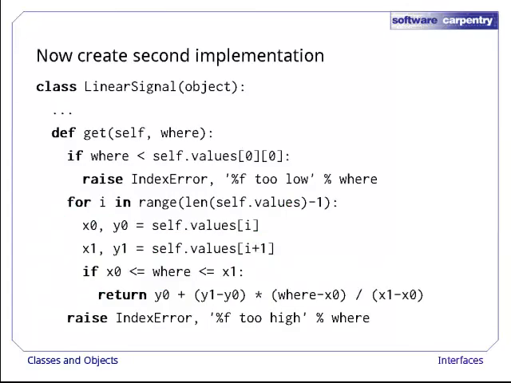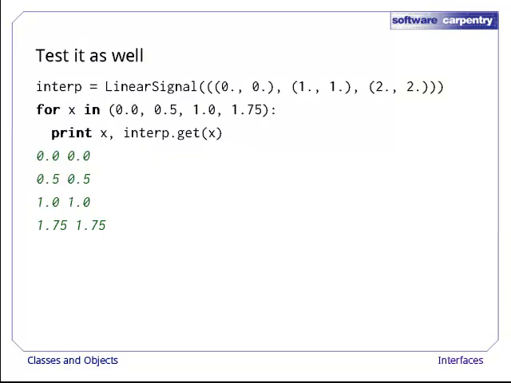Its constructor can save a copy of the sample values too, so we won't show that. All that's actually different is its get method, which finds the sample point immediately below the given x coordinate, just like step signals, and then does the interpolation. In fact, the only thing that's different is this line. Let's test it for the same points we used before.